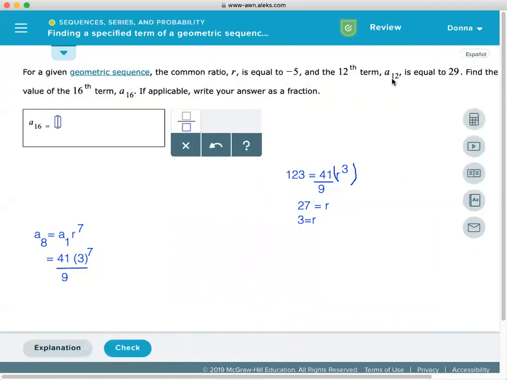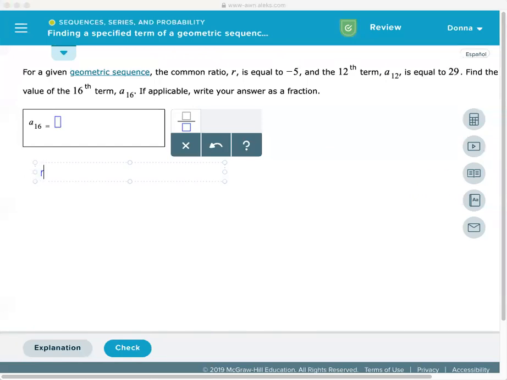So we'll clear our drawings and do the next one. It says, for a given geometric sequence, the common ratio r is equal to -5, and the 12th term, A12, is 29. Find the 16th term. So in this case, again, we're given r, and we're also given the 12th term. So we have r is equal to -5, and then we also know that A12 is equal to 29.